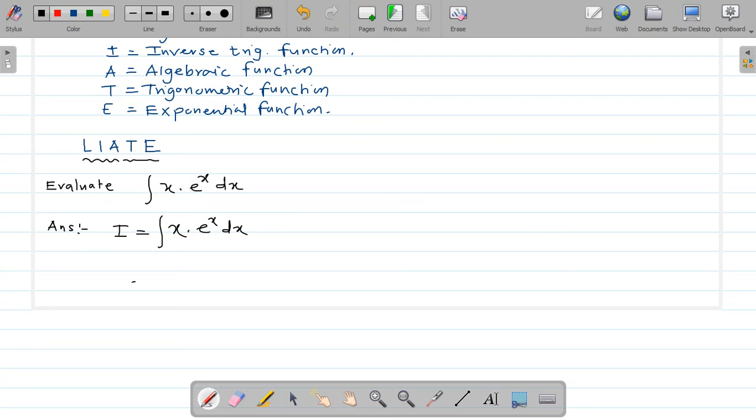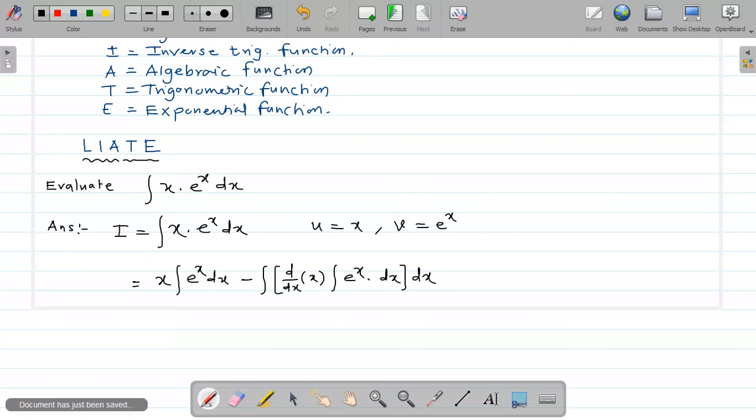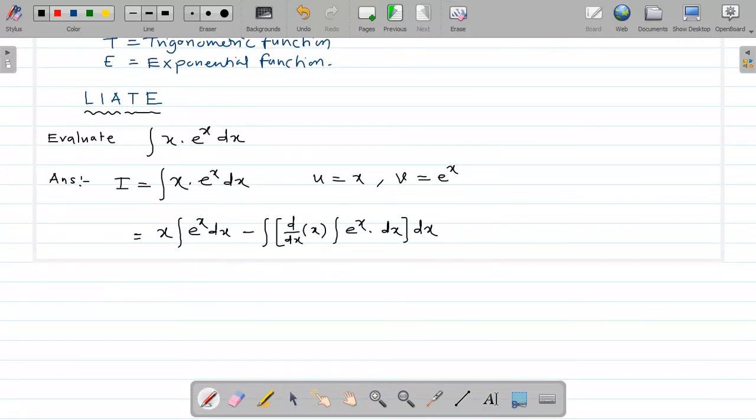Now you have to use that rule. By that rule, here u is equal to x and v is equal to e raised to x. Now keep x as it is into integration of e raised to x dx minus integration of bracket derivative of x. See the rule and try to get the integration. Just write it in the form of that rule: d by dx of x into integration of e raised to x dx. So as per that rule I have written here. Check this.